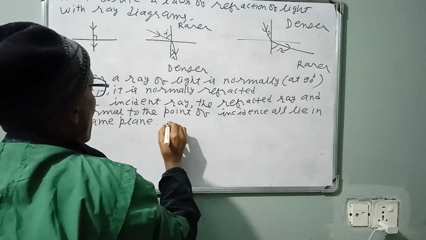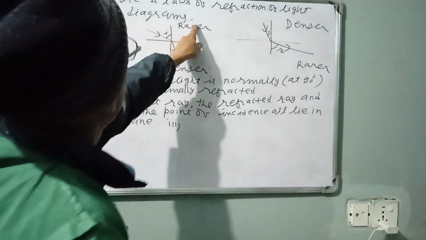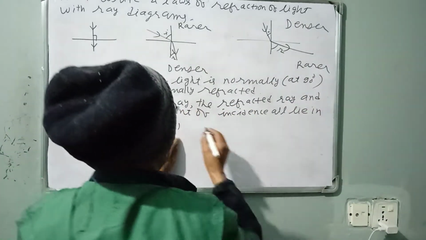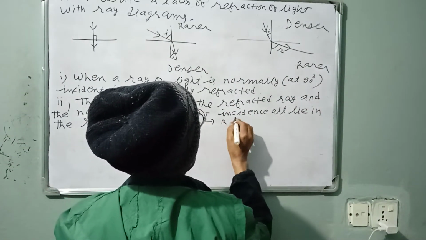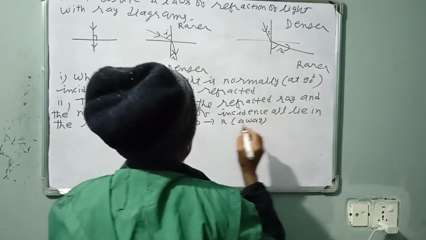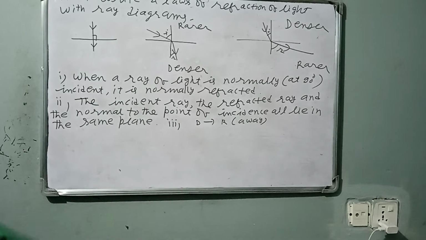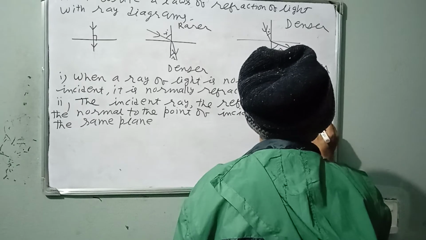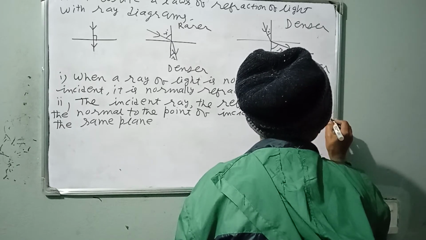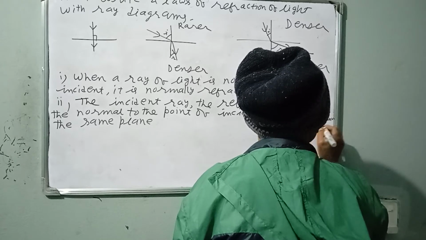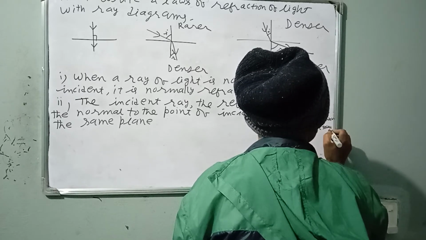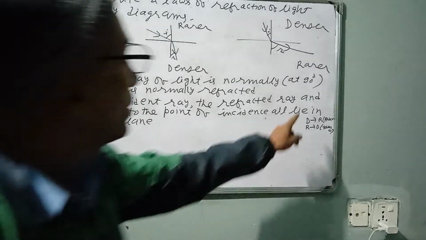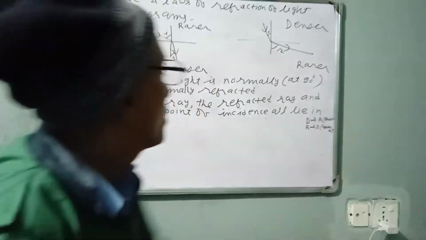Second law. Third law, see, rarer to denser towards, denser to rarer away. To understand, I write the denser to rarer away technique. I need to write down the technique and you just copy this from here. Denser to rarer away, rarer to denser towards. See, third law. If you forget the rule, denser to rarer away, rarer to denser towards.